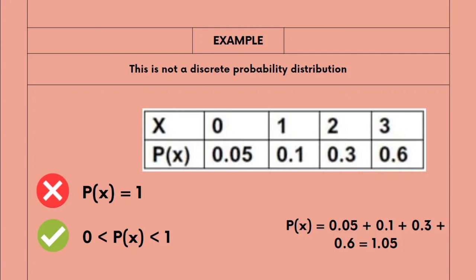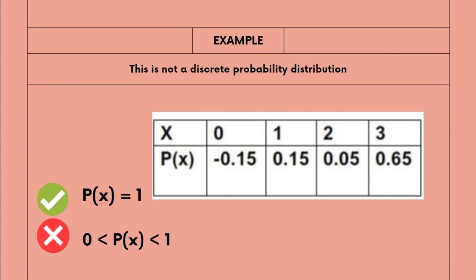0.05 plus 0.1 plus 0.3 plus 0.6, the sum would be 1.05. Therefore, this is not a discrete probability distribution since the sum of all probabilities is not equal to 1. Second example. As you can see, there is a negative sign on our first probability. Therefore, we can conclude that this is not a discrete probability distribution because based on our second property, the value of probability should not be lower than 0.